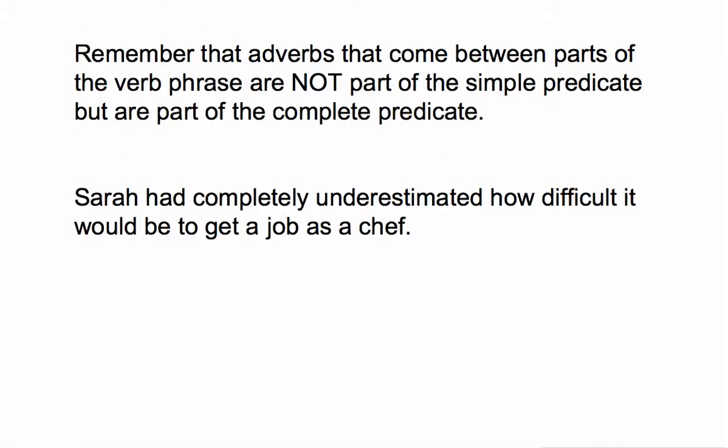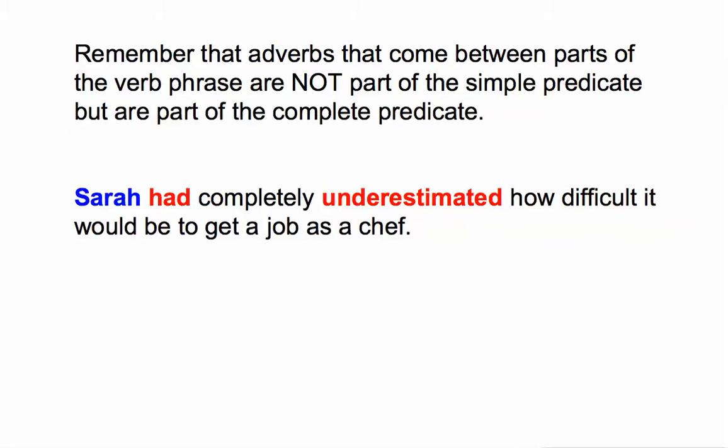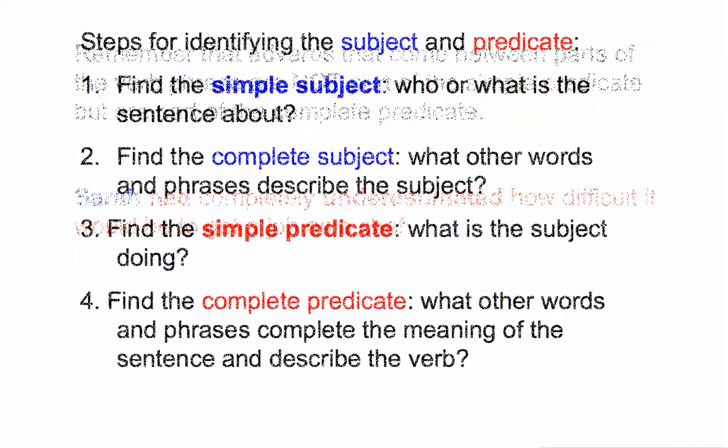Remember that adverbs that come between parts of the verb phrase are not part of the simple predicate, but they are part of the complete predicate. So if we look at another sentence, Sarah had completely underestimated how difficult it would be to get a job as a chef. Sarah is again the simple and complete subject. What does Sarah do? She had underestimated. That's the verb phrase. That's the simple predicate. Completely is an adverb. It tells us to what extent she underestimated. Therefore, it is part of the complete predicate, but it is not part of the simple predicate.